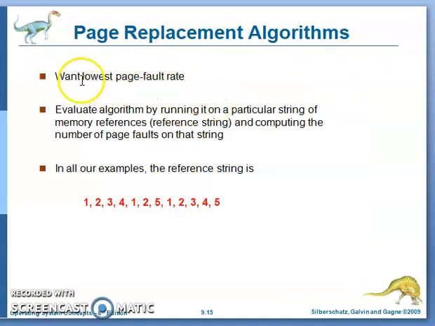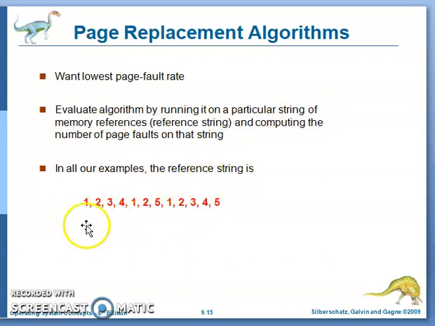Page replacement algorithms want the lowest page fault rate. Page fault rate is the number of page faults divided by the number of page references. We evaluate an algorithm by running it on a particular string of memory references. These are the references.